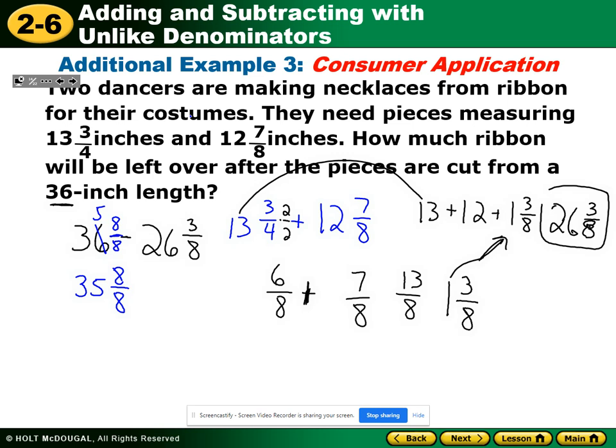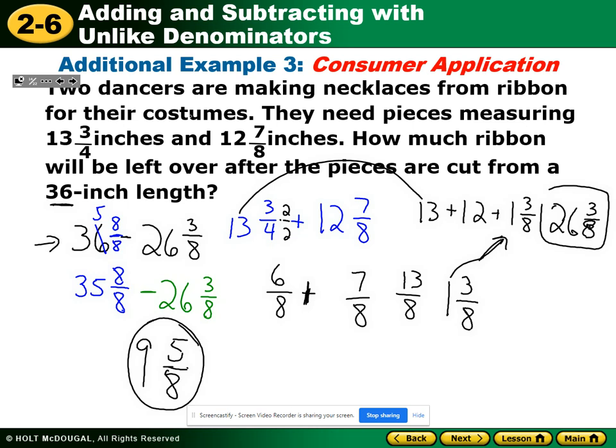We always choose 8, or not always, we choose 8 in this situation because when I subtract 26 and 3/8, I have common denominators. That's a good thing. So 8 8s minus 3/8, 5 8s. 35 minus 26, 9. There are 9 and 5/8 inches left of the ribbon. So we add it together to get the total, then we subtract it away. And in the meantime, we borrowed and turned a 1 into 8 over 8, because that's just a fancy 1 anyway, right?